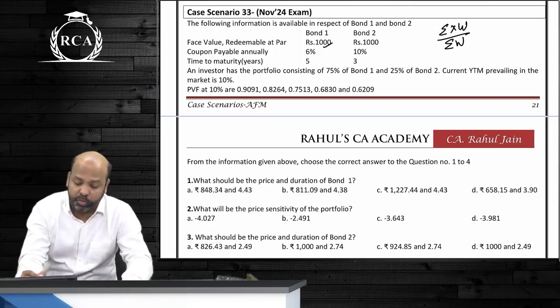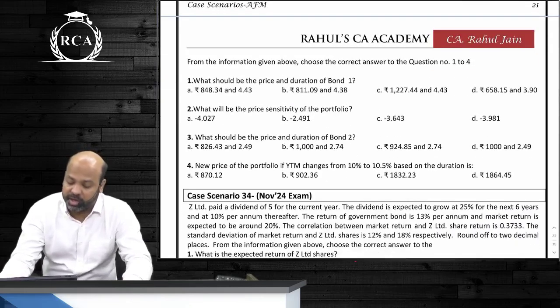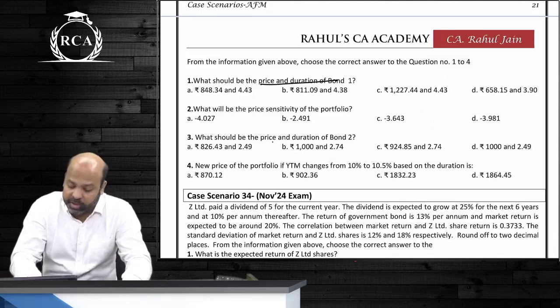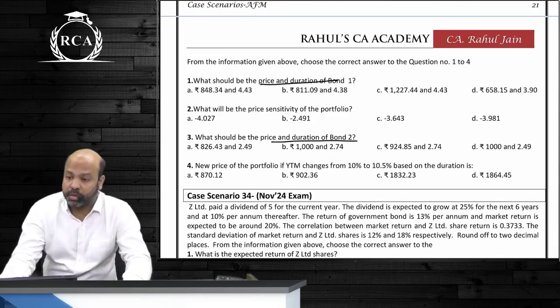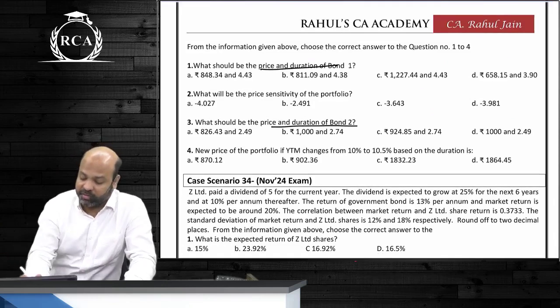So they've given us two bonds, and the times to maturity are given. They're expecting us to arrive at the price and duration of bond 1, and the price and duration of bond 2. Will someone look at the answer behind and tell me what the price is, so that we will solve the other two bits?